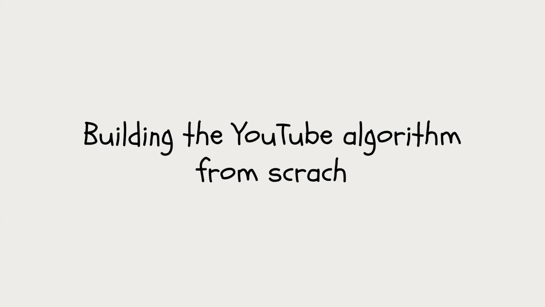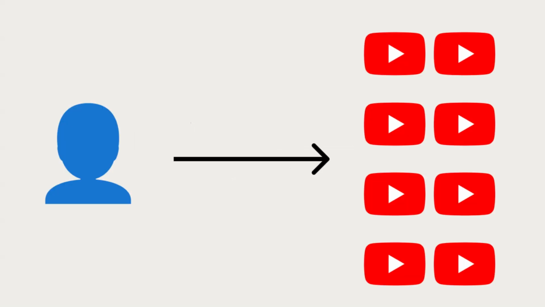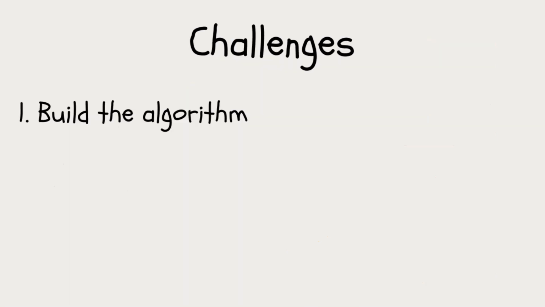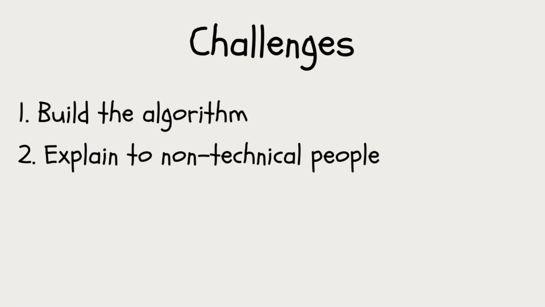Alright, today we're gonna build the YouTube algorithm from scratch. But small problem, I have no idea how to do that. And as if that wasn't enough of a challenge to build a video recommendation system, I'm also giving myself the challenge to explain what is going on well enough that a non-technical user will be able to understand it.